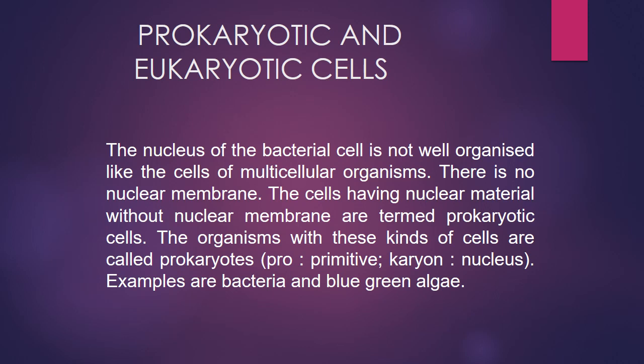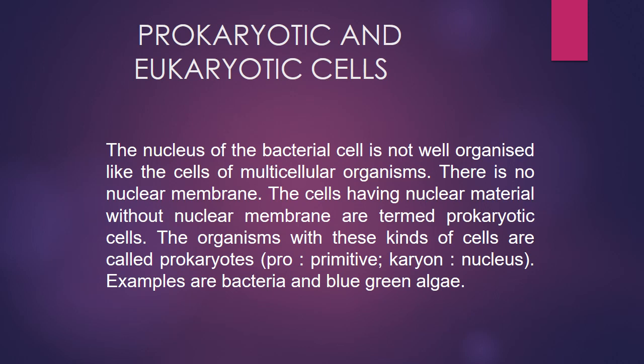Now, to make the study of the organisms easier, we divide the cells into two types. One is the prokaryotic cell and the second one is the eukaryotic cell. The cells in which the nucleus is poorly defined, not well defined, and there is no nuclear membrane outside the nucleus, are called prokaryotic cells. And the cells where the nucleus is very well defined, having its own nuclear membrane, are called eukaryotic cells.